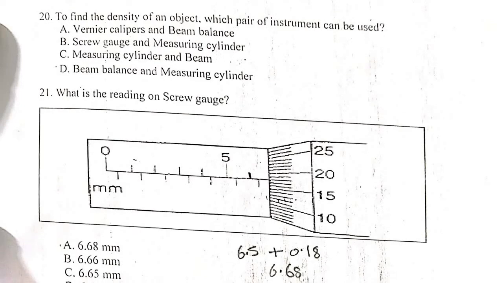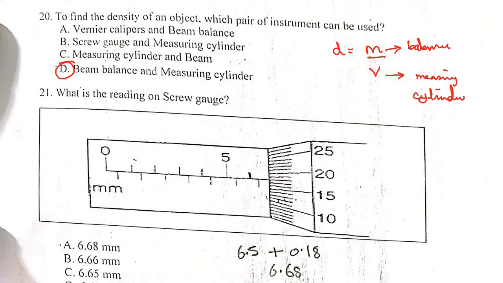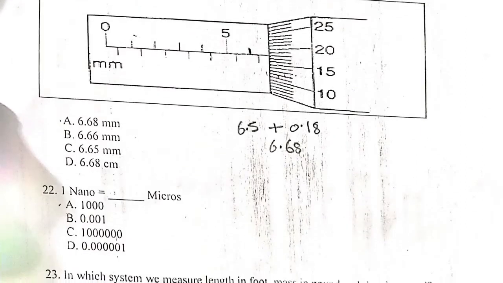To find the density of an object, which pair of instruments can be used? So we know that density is equal to mass over volume. To measure the mass, we need a balance, physical balance, lab balance, or beam balance. And to measure the volume, we need a measuring cylinder. So with the help of these two readings, we can find the density of an object. So beam balance and the measuring cylinder is the right answer.